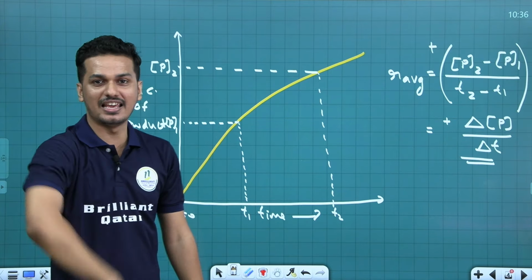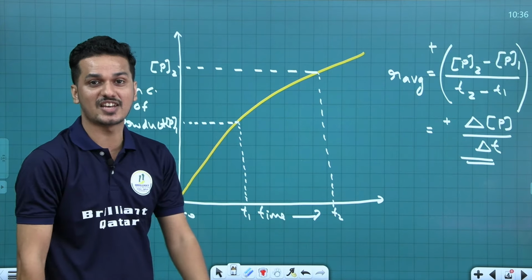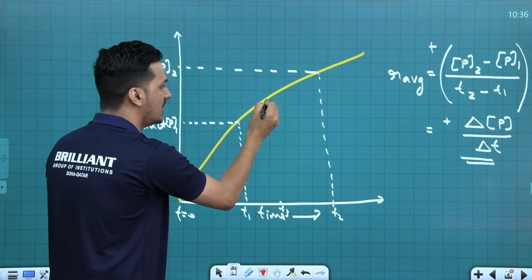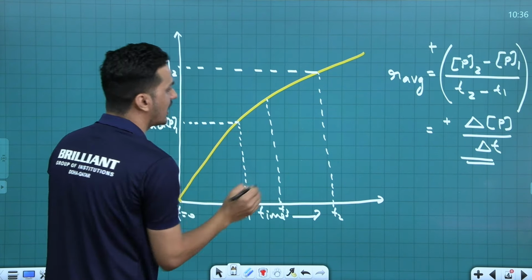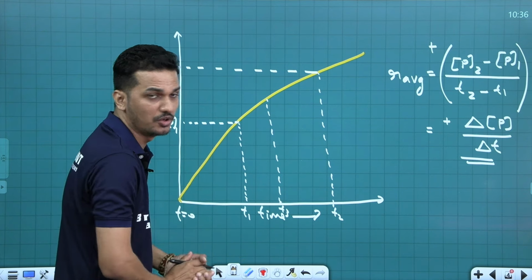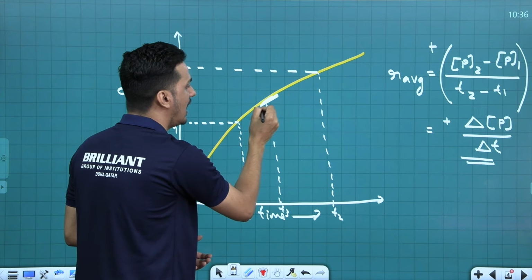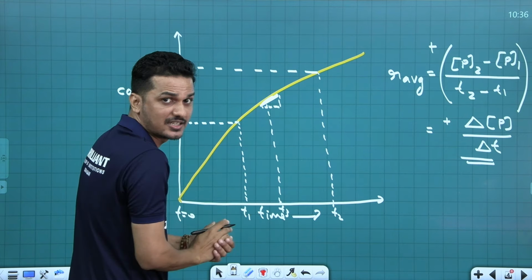Correct? Similarly, how can we represent R insta? Suppose I am taking T3 here. This is T3. At T3, what will be the rate of reaction? What I have to do is draw a tangent here, and make a triangle like this.